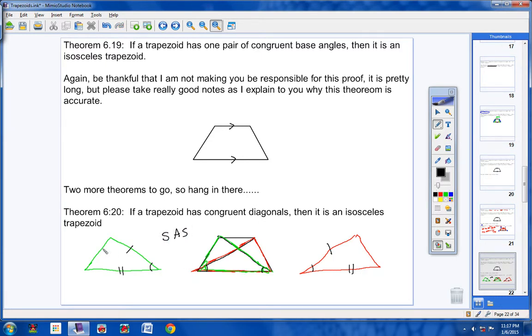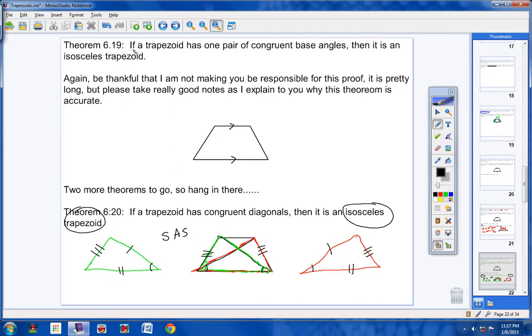So as soon as I state that, then I know for sure this side here is congruent to this side here, which means this side here is congruent to this side here, which means, of course, that I have an isosceles trapezoid, okay? And again, if you try to do these in a two-column proof, I think this proof was about 13 or 14 steps, so I'm not making you do that, but I'm still explaining these to you so you can see them, okay?